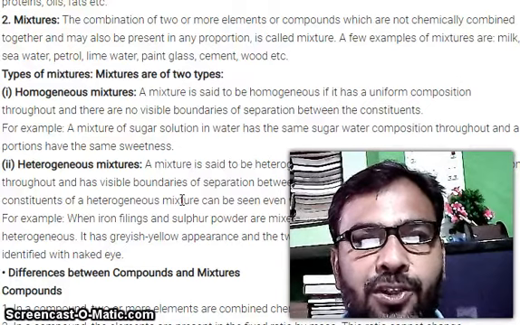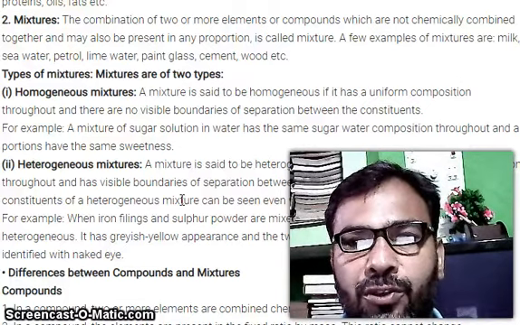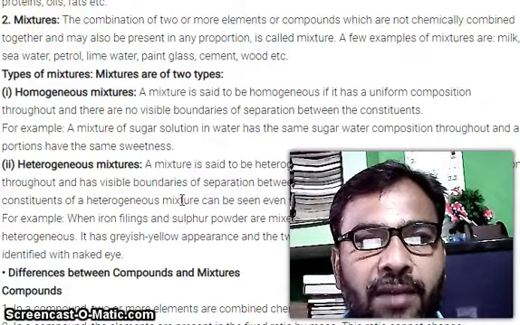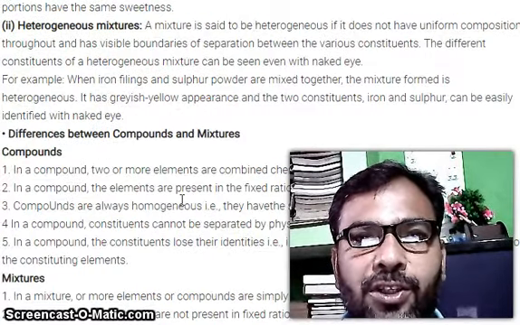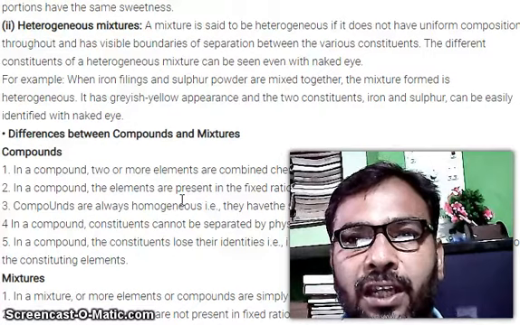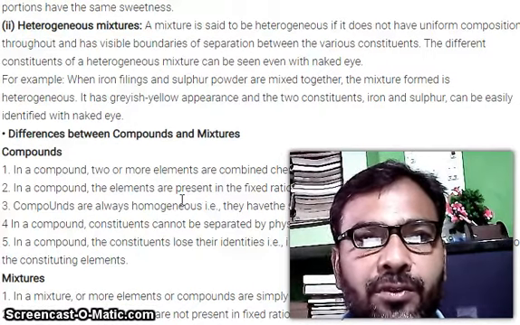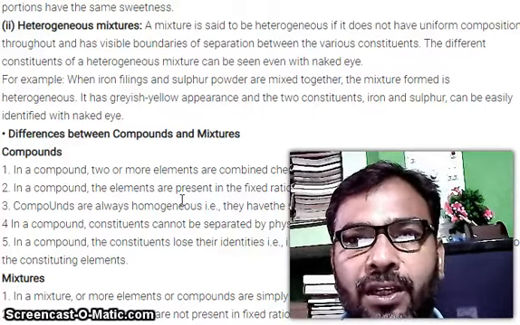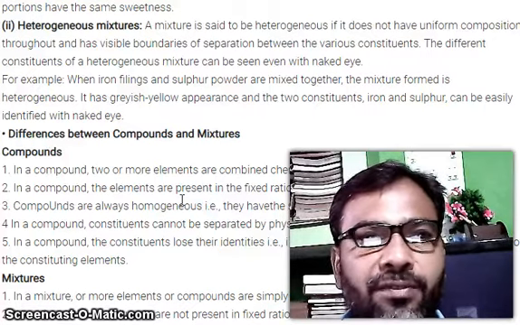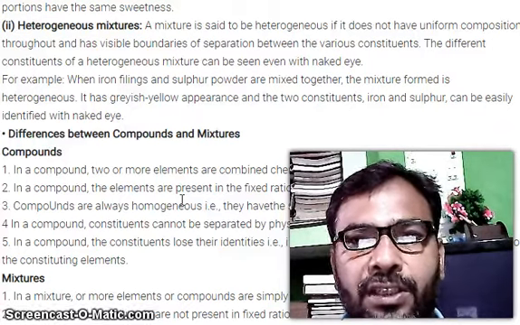For example, a mixture of sugar solution in water has the same sugar-water composition throughout and all portions have the same sweetness. Heterogeneous mixture: a mixture is said to be heterogeneous if it does not have uniform composition throughout and has visible boundaries of separation between the various constituents. The different constituents of a heterogeneous mixture can be seen even with the naked eye.